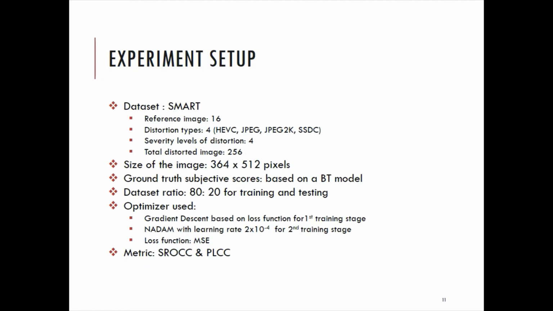Ground truth subjective scores, which are already available in the dataset, are based on the BT model. The dataset ratio used for training and testing of our model is 80:20, where image shuffling is done. The optimizers used are gradient descent based on the loss function for the first training stage, and NADAM with a learning rate of 2 multiplied by 10 to the power minus 4 for the second training stage. The loss function used is mean square error, and the metrics are SROCC and PLCC.